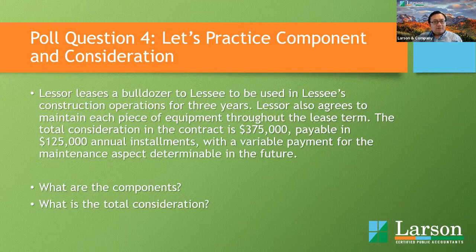Here's another question for you. Again, a similar situation. A lessor leases a bulldozer. The lessor also agrees to maintain each piece of the equipment throughout the lease term. The total consideration in the contract is $375,000, payable in $125,000 annual installments, with a variable payment for the maintenance aspects determinable in the future. So what is the total consideration here?